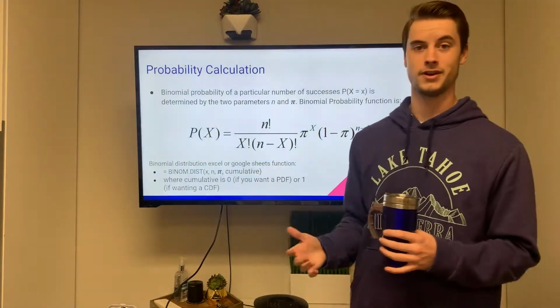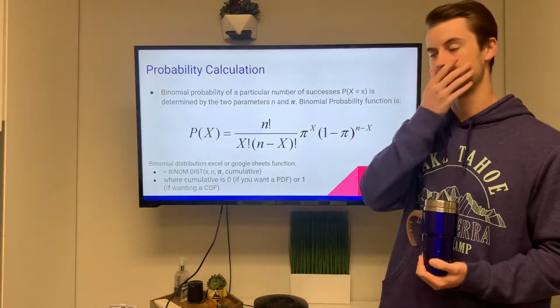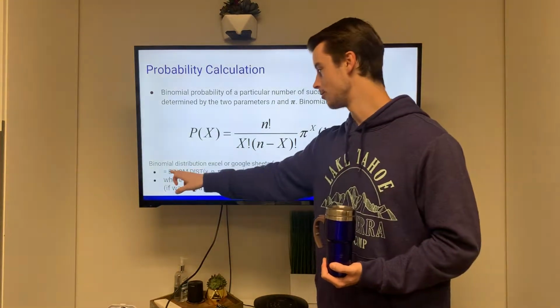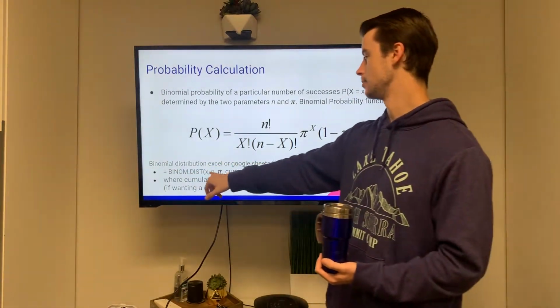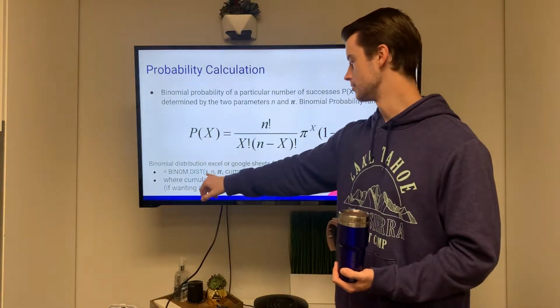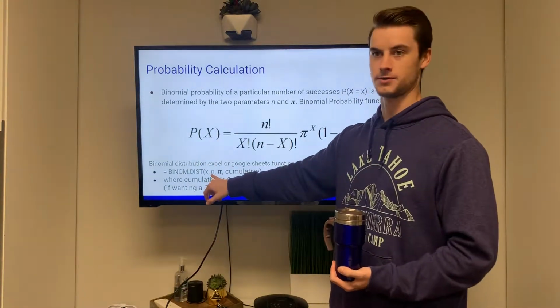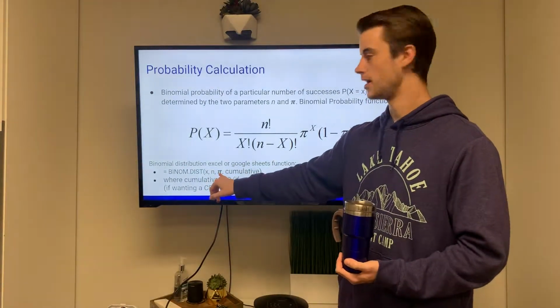So all we have to do to find the binomial distribution of our data in Google Sheets or Excel is type equals BINOM.DIST, binomial distribution, right? And then we put our x, so the outcome we want to see. In this case, if we want 2, we would put 2. Then the number of times we did the experiment, 7, right? Chance of success, 0.5, and then cumulative.